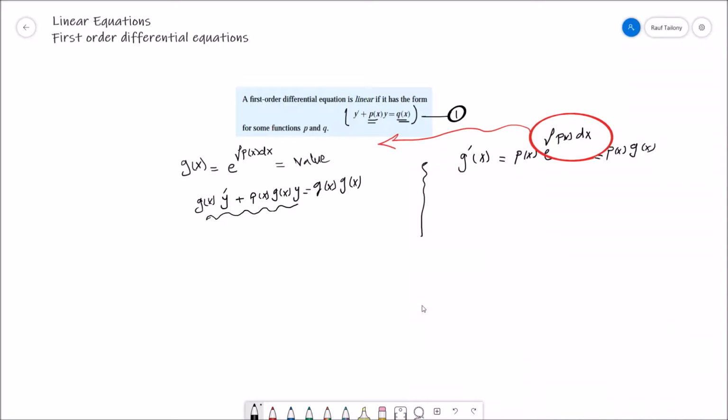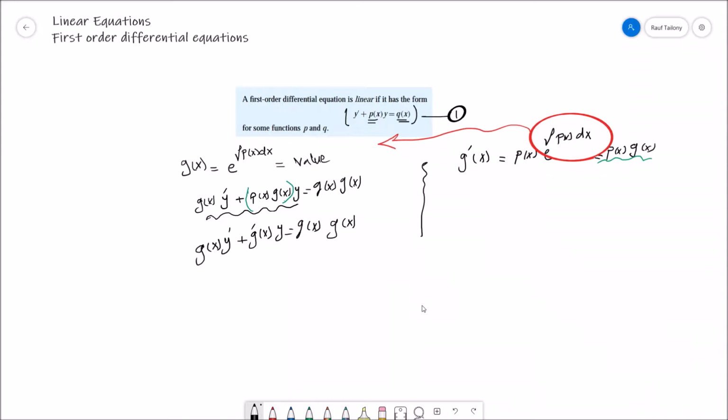So coming back here, we are seeing g of x y prime plus p of x g of x multiplied by y equal q of x g of x. So p of x multiplied by g of x, referring to here, equals g prime of x. So we are having here g of x y prime plus g prime of x y equal q of x g of x.